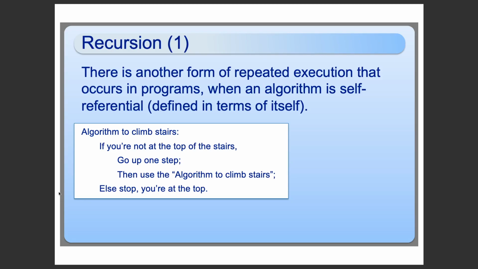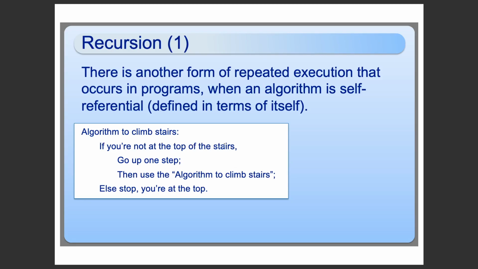We've got pseudocode for an algorithm here called climbing the stairs. If we read through that, we can see it's a fairly simple algorithm. It has just one if statement. The if statement says if you're not at the top of the stairs, then go up one step. That makes sense. The loop body is here: go up one step, then use the algorithm to climb the stairs. So run the same algorithm again. If you're not at the top of the steps, go up one step, then use the algorithm to climb the stairs. So the algorithm starts again.